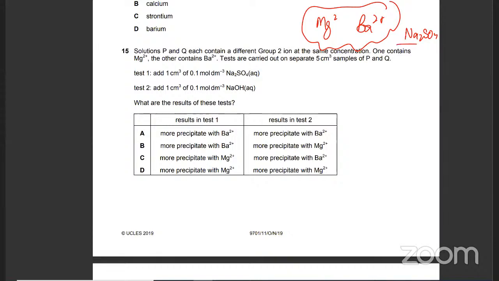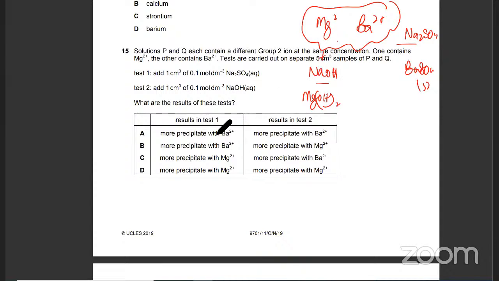And if you add NaOH, will you form a precipitate with the magnesium ions? Yes, because magnesium hydroxide is insoluble. So in this case, you'll get a precipitate of Mg(OH)2, which is a solid. In the other case, you'll get a precipitate of barium sulfate, which is a solid.